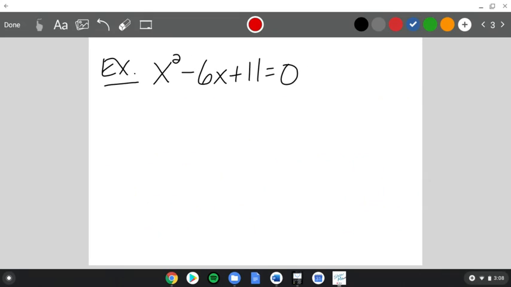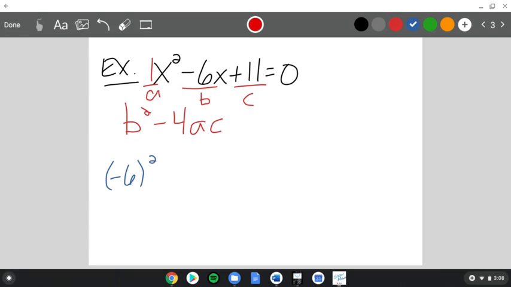Let's look at another one. Okay, again, we're just going to do the discriminant. And our a value is 1, b is negative 6, c is 11. Negative 6 squared minus 4 times 1 times 11. When you are squaring a negative, make sure that you include the negative in the squaring. Negative 6 squared is negative 6 times negative 6, which is positive 36.